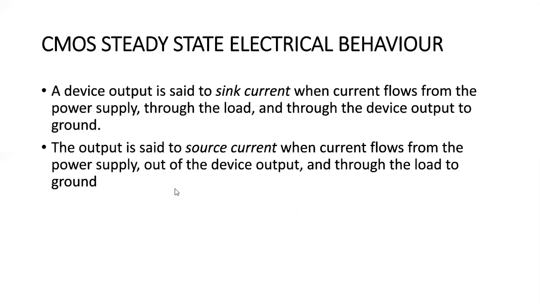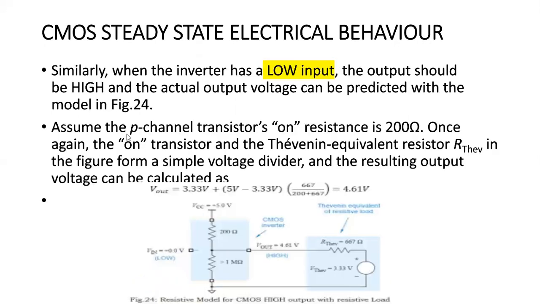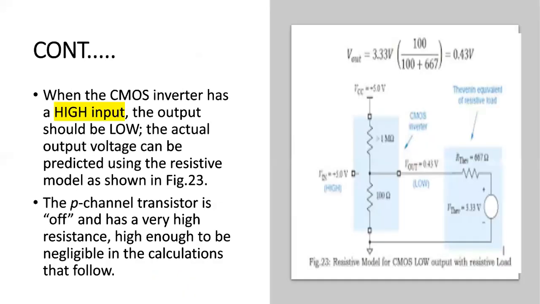We can define sourcing current as follows: the output current is said to be source current when the current flows from the power supply out of the device output and through the load to the ground. Such a current is known as the sourcing current. Like this, we can give the source current and sink current, and how the circuit behaves for the low input and high input of a CMOS inverter. I have explained it in this section.